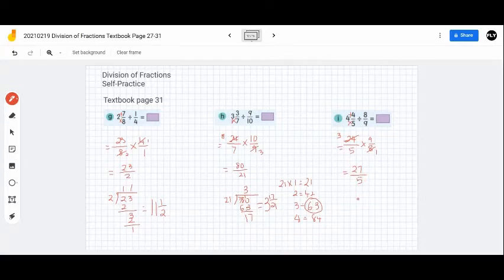Don't leave it like this. Divide it. 27 divided by 5. 5 times 5 is 25. 27 minus 25, 2. So your final answer will be 5, 2 over 5. If I am speaking too fast, please pause the video.